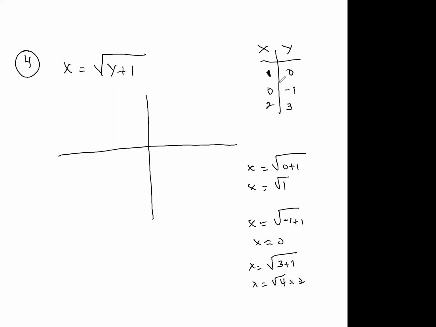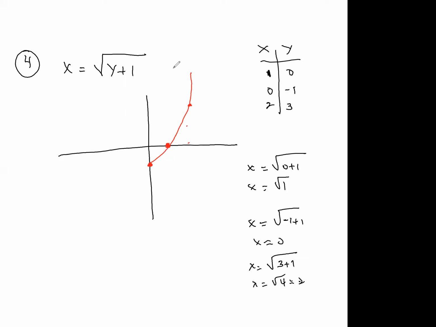Using these numbers, we are allowed to graph. The first one, we change the color: 1, 0. The next one will be 0, -1. And the next one will be 2, 3. The graph looks like that.